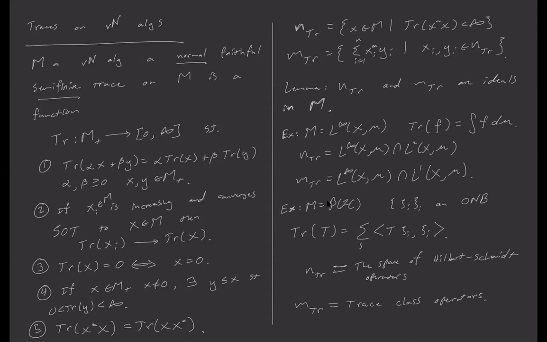So in particular, in both of these examples, you can verify directly, and this is a general fact, that the trace, which is only defined on positive operators, extends linearly to this ideal. So that's another fact that I'm going to use. So lemma or fact: the trace has a unique linear extension, which I'll again denote by TR, and this is mapping this to now the complex numbers.